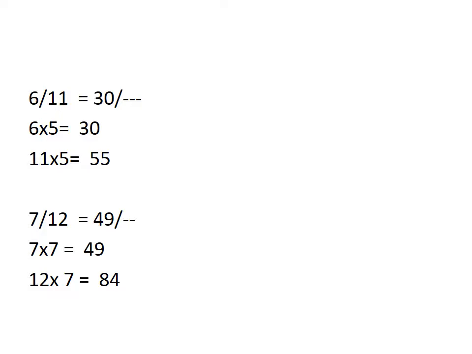Next example. 7 by 12 is equal to 49 upon dash. 7 multiplied by 7 is equal to 49. 12 multiplied by 7 is equal to 84.